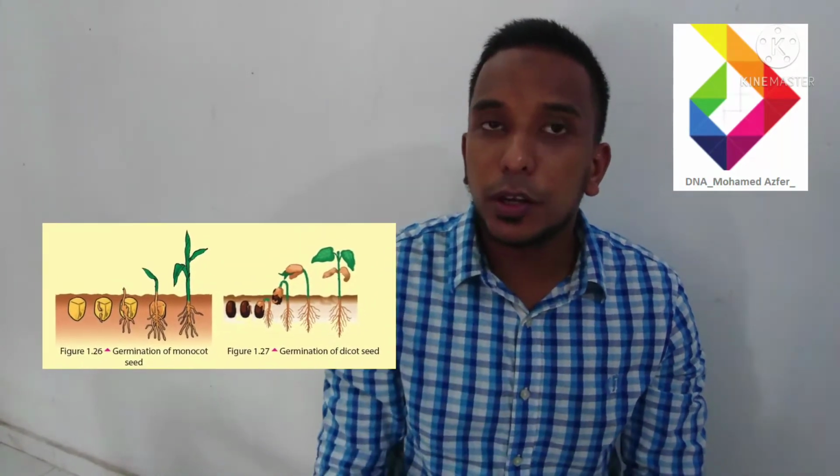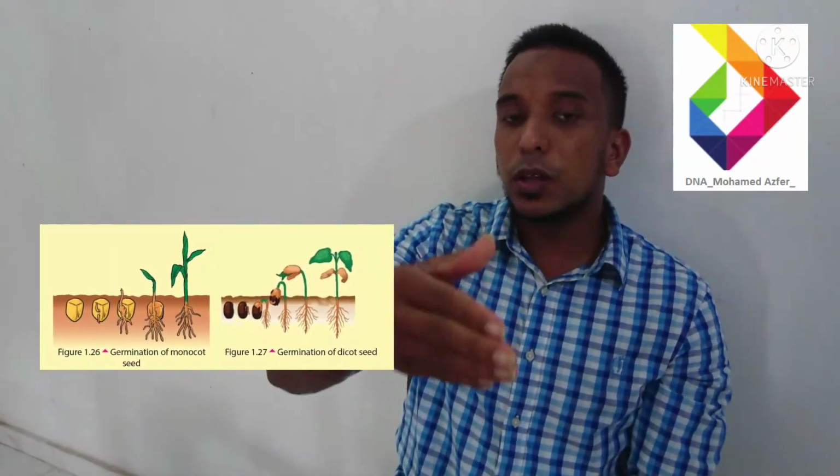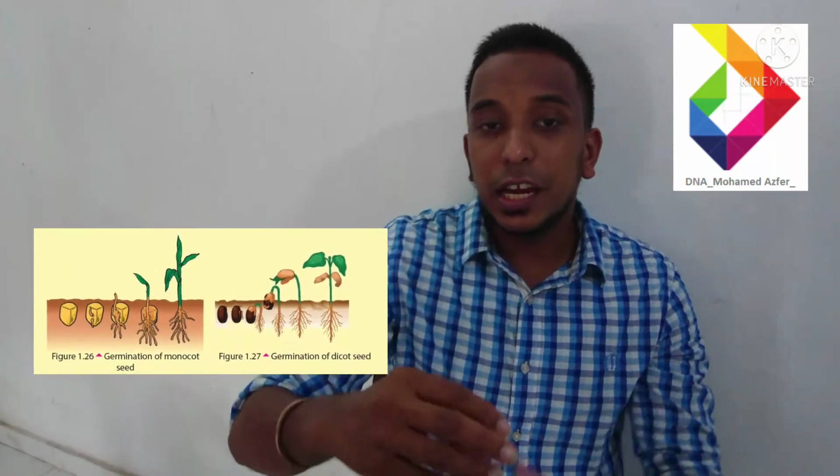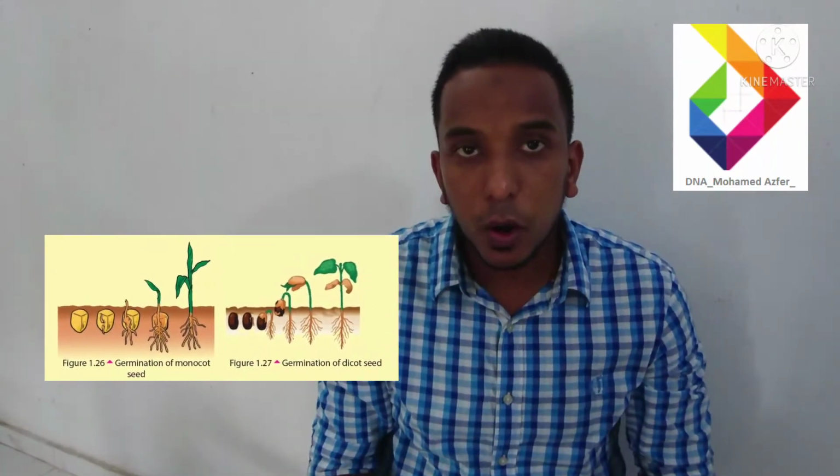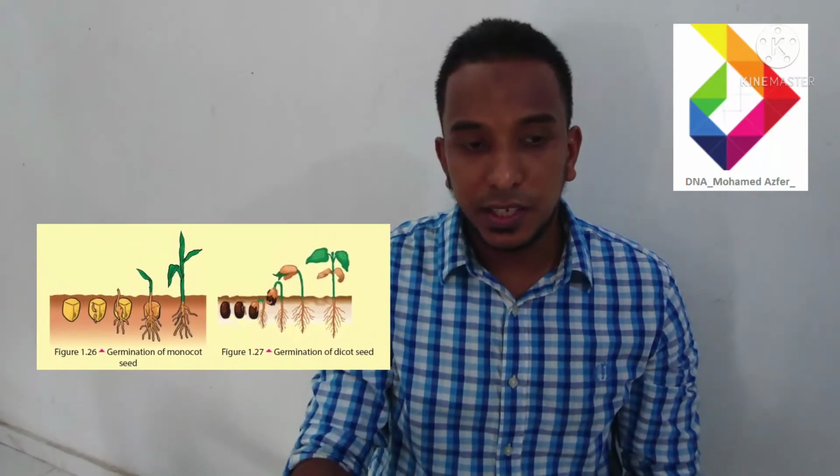In the next image, figure 1.27, you can see that gradually, in the last image, the seed develops into two seedlings. So that is called a dicotyledonous seed.